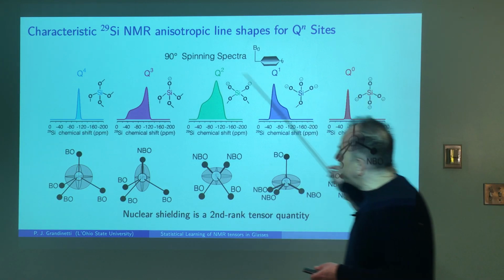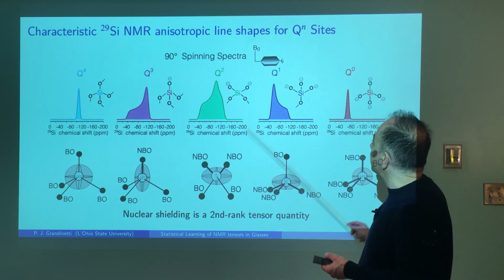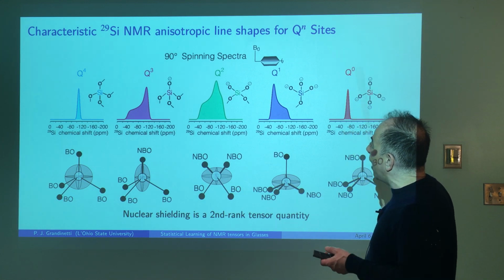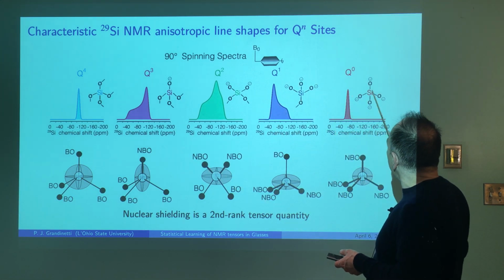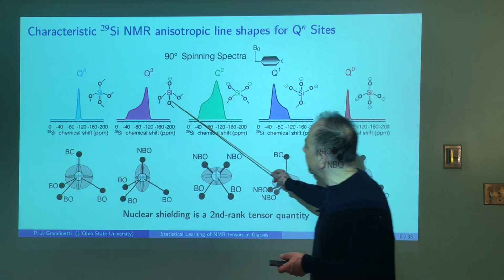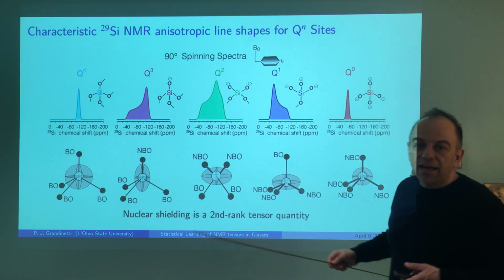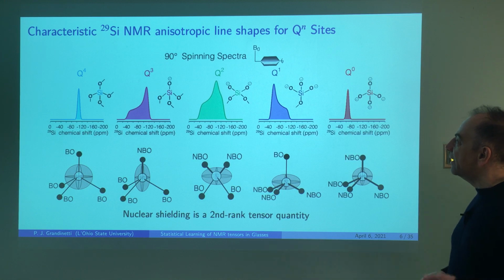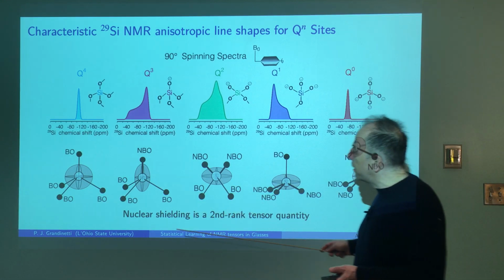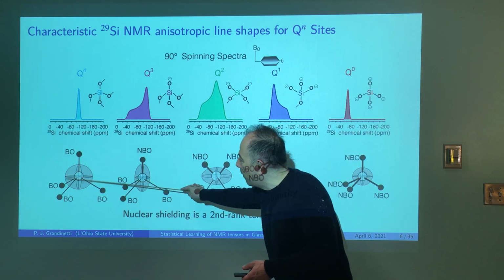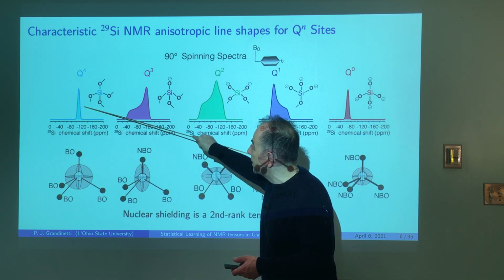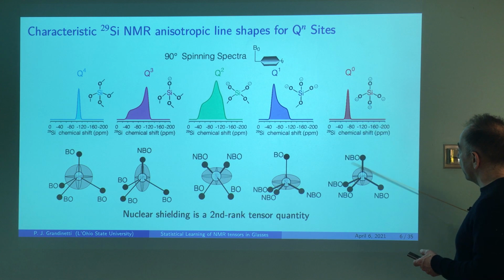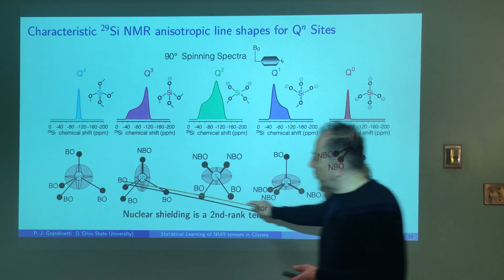So what we did back then was we had this idea of doing an off magic angle spinning experiment, where you can see very clearly for these sites that they have different chemical shift anisotropies. And that's simply a result of the fact that when all 4 bonds are identical in length, then you have no anisotropy. That's the case for Q4 and Q0.